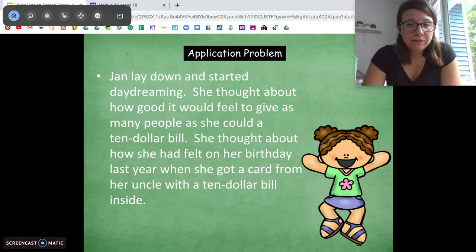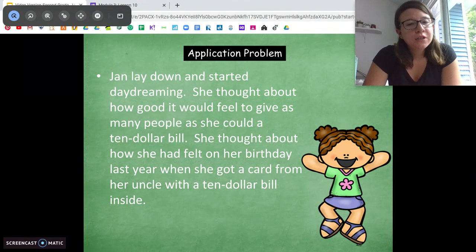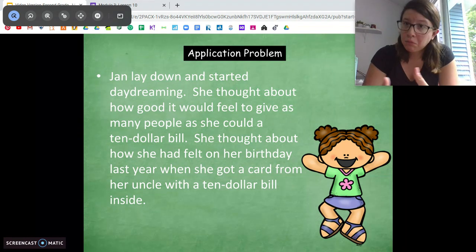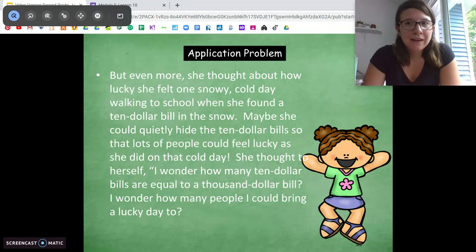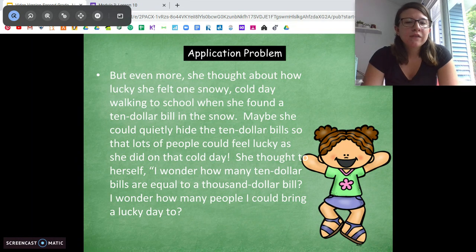She thought about how good it would feel to give as many people as she could a $10 bill. She thought about how she felt on her birthday last year when she got a card from her uncle with a $10 bill inside. That would make me feel pretty good too. But even more, she thought about how lucky she felt one snowy, cold day walking to school when she found a $10 bill in the snow. Maybe she could quietly hide the $10 bill so that lots of people could feel lucky like she did on that cold day. She thought to herself, I wonder how many $10 bills are equal to $1,000 bills.